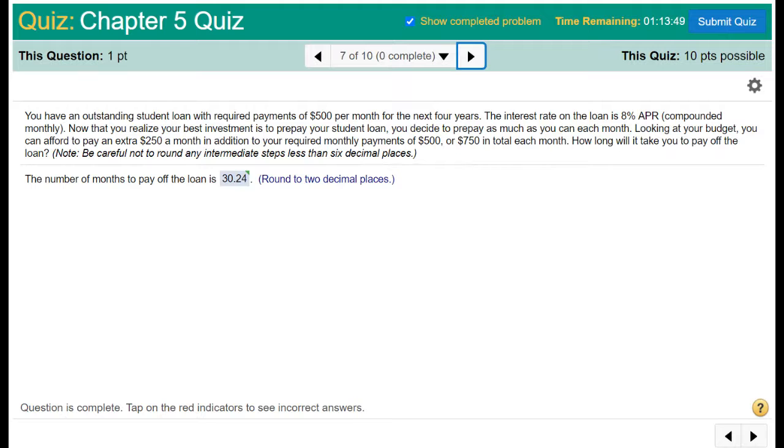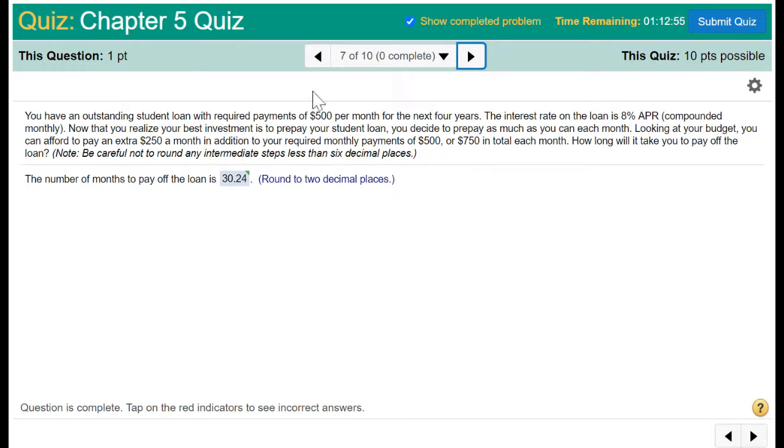I have a loan, and I'm paying $500 a month. I got a better job, so I'm able to pay $250 more on the loan. I want to see how long it takes me to pay it off now that I'm paying an additional $250. So first I have to calculate what my original amount for the loan was. 4 years, monthly compounded, is equal to 48 months. So N equals 48. The IY is 8% divided by 12.